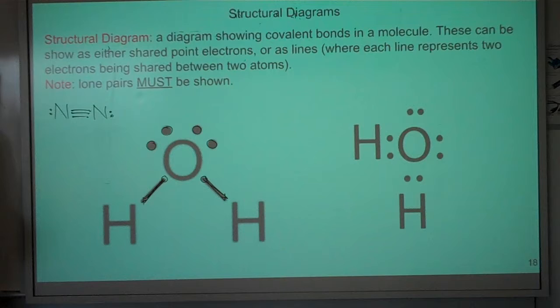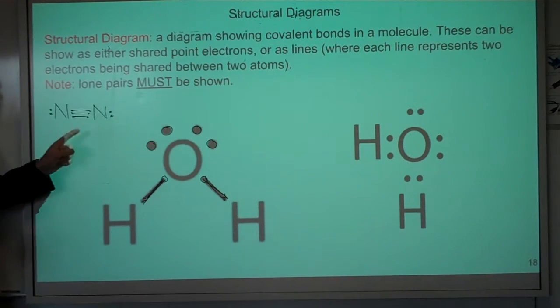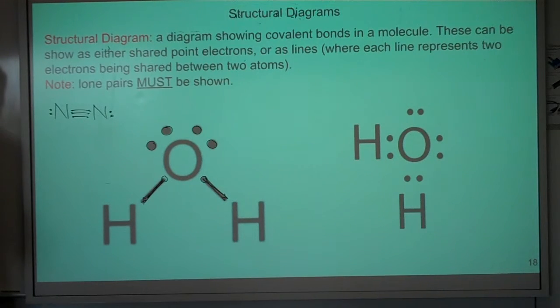Now let's see. Any questions there? Yes? So that's not a Lewis structure? No, a Lewis dot diagram just uses dots, but a structural diagram uses lines. Yes? So each line is like 2 electrons? Each line is 2 electrons, 1 from each atom, either side of that line. Okay? Any other questions? We're going to draw some structural diagrams now.